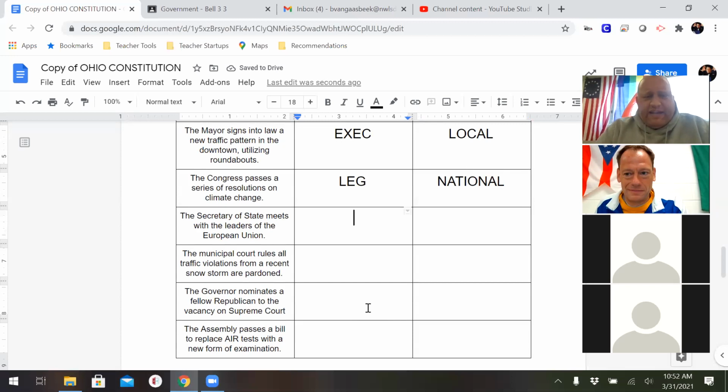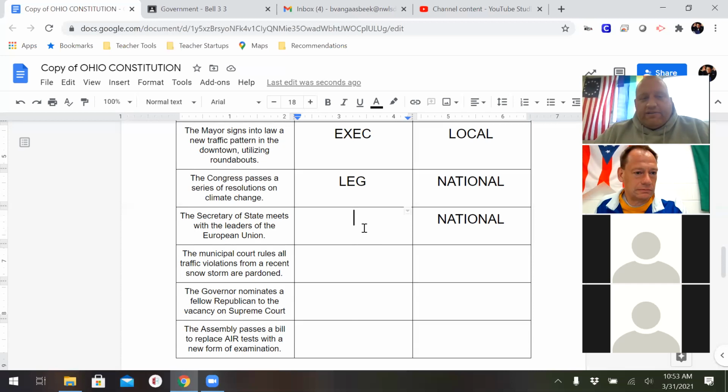The Secretary of State meets with the leaders of the European Union. This one's a little tricky. This threw him off last bell. Let's start with what level. Is it national, state, or local if the Secretary of State is meeting with the European Union? National. National, because if they're meeting with a foreign government, only the national government does that, okay?